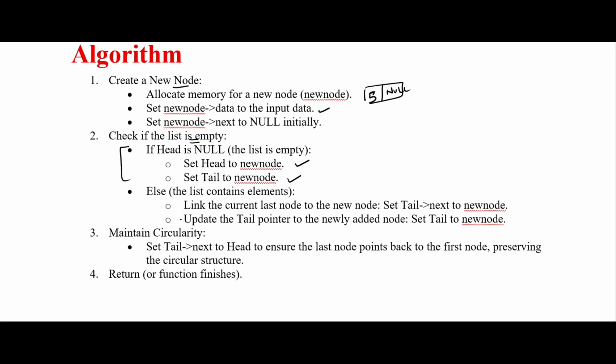If it contains elements, then what do we have to do? This part we have done. So new node to tail of next, and new node to tail finally. Once it is over, we have to create the circularity. What is the circularity? The last node should connect to the first node. So for that, we assigned head to tail of next. This is for maintaining the circularity. Once everything is over, we just complete the function, return function, right?